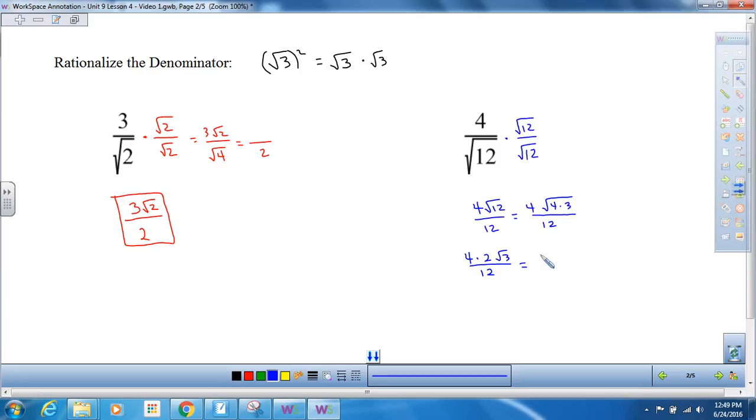Okay, and then 4 times 2, those are both outside, so I can multiply those. Now my 8 and 12 are both outside, so I can reduce those, I can divide them. If I reduce them, then I get 2 over 3. So 2 square root of 3 over 3. I cannot cancel these 3's because one is inside the radical and one is outside.